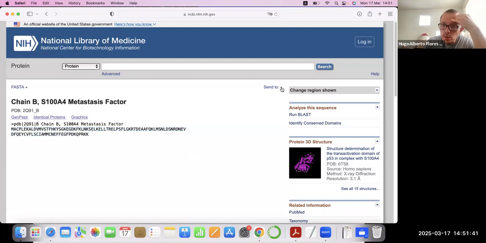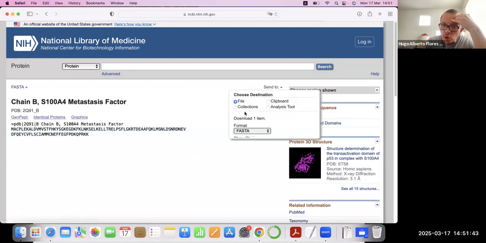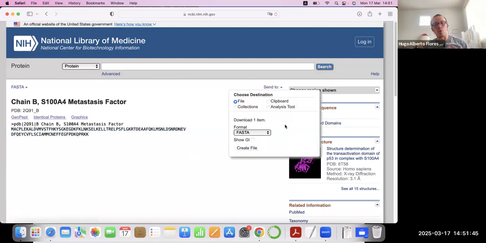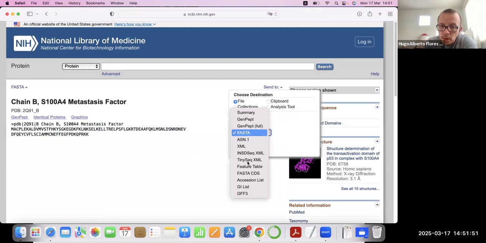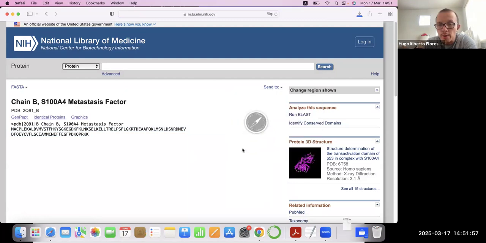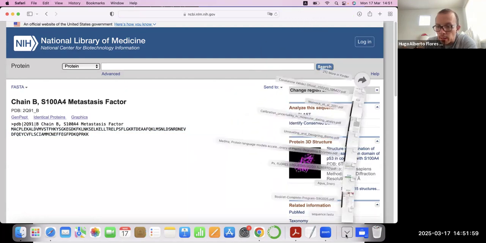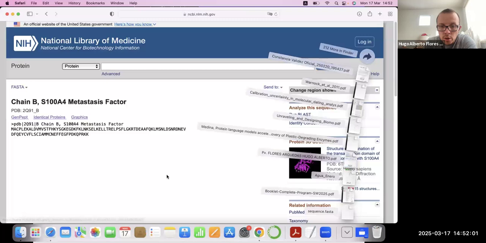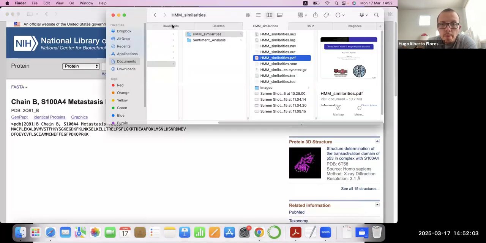Now, if you want to download the information to your computer, you can use send to, in a file, and choose the format that is FASTA. There are different formats here. I'm going to choose this one that is FASTA. And when I click create file, I get here in my computer the sequence.fasta.